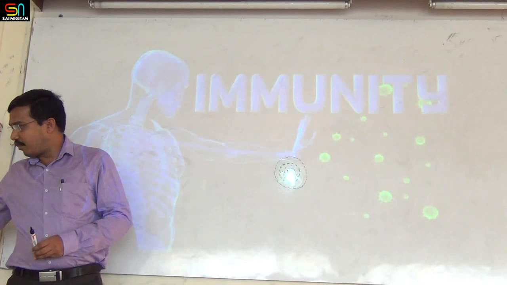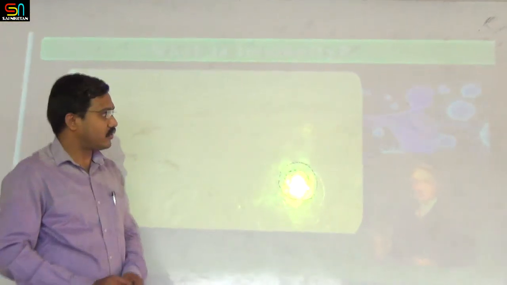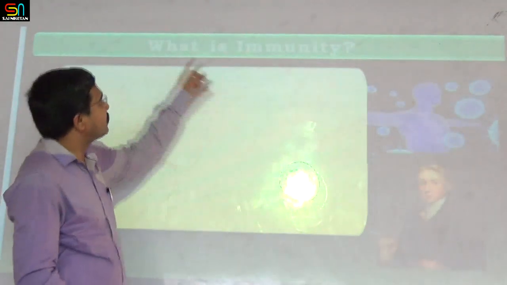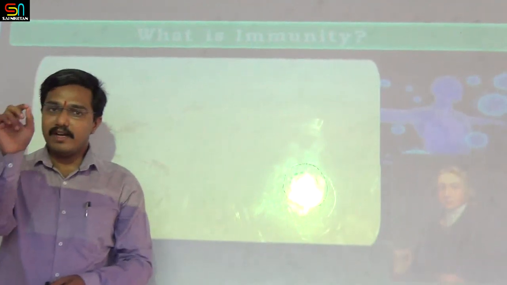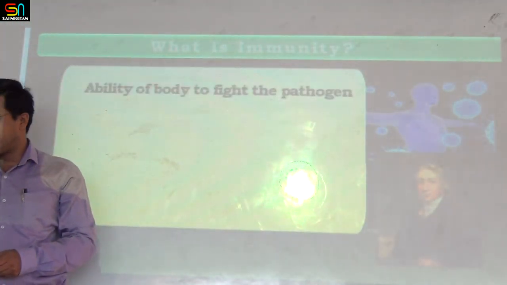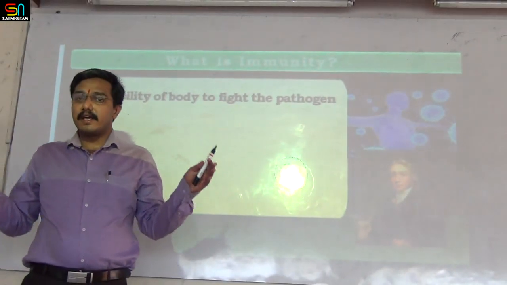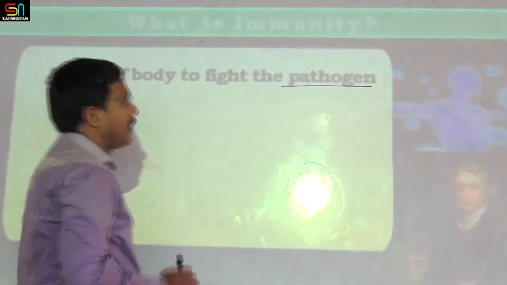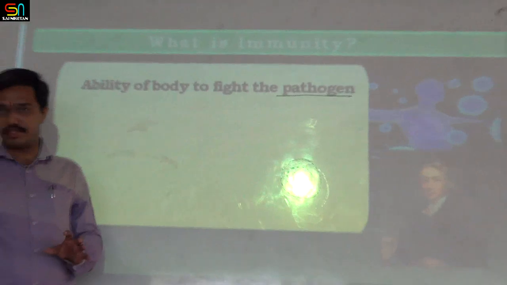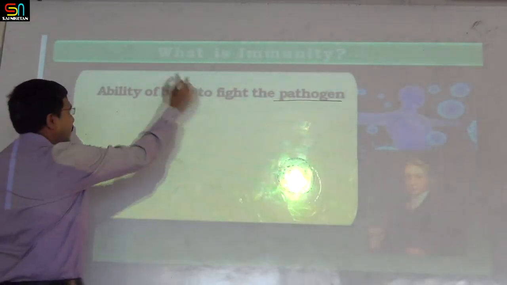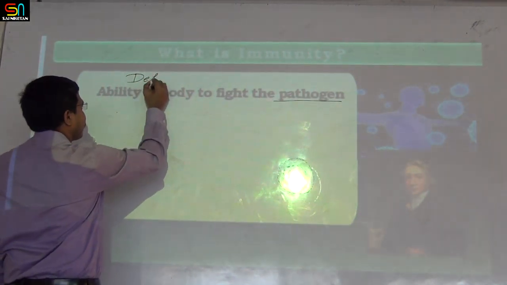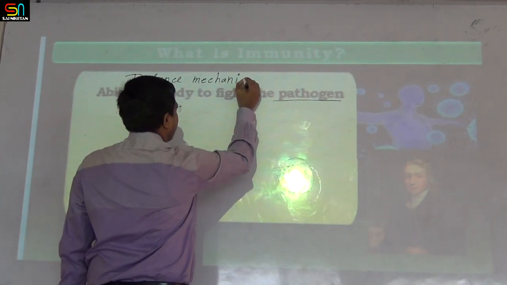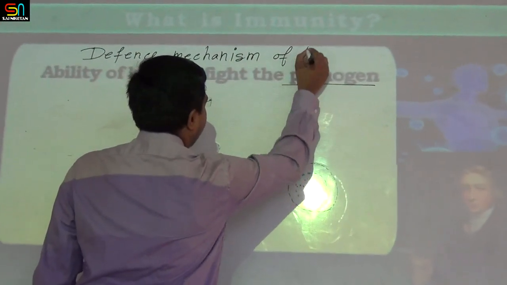First and foremost, what is immunity? We can define immunity in a simplified fashion like this. Just now I told you this. Immunity is the ability of the body to fight with pathogens. We can also say it like this: it is the defense mechanism of the body.